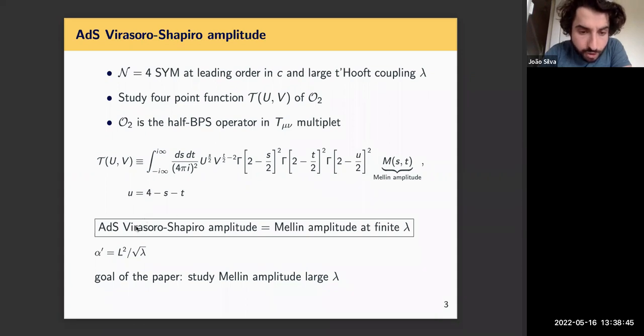The AdS Virasoro-Shapiro amplitude is the Mellin amplitude at finite lambda. Let's define it in this way. This is what we want to aim at: we would like to calculate this function. Of course, this is at finite lambda, so this is hard. So we compromise with a more humble goal, and we'll study this amplitude at large lambda. This is what we want to do.